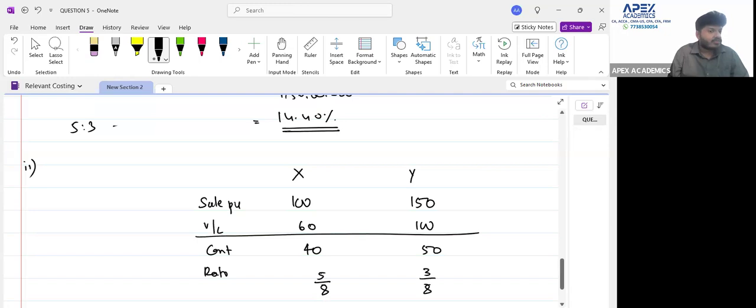Remember, when I say the ratio is 5:3, it is nothing but 5/8 and 3/8. 5 plus 3, 8 goes to the denominator.